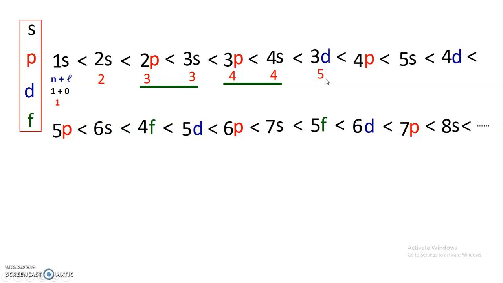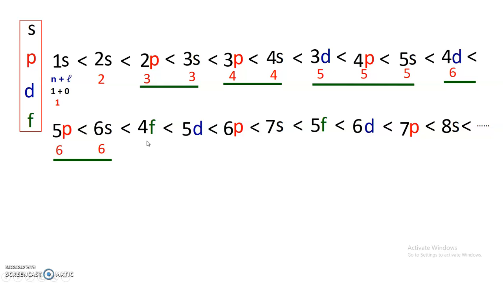For 3d orbital, 5; the 4p orbital is also 4 plus 1, 5; the 5s orbital, 5 plus 0, is 5. These three orbitals have the same n plus l value, but electrons enter 3d first because the principal quantum number n increases in this direction: 3, 4, 5. Then 4d is 6, 5p is 6, and for 6s the n plus l value is again 6, but 4d has the lower n value, and therefore electrons enter there first, then 5p, then 6s.